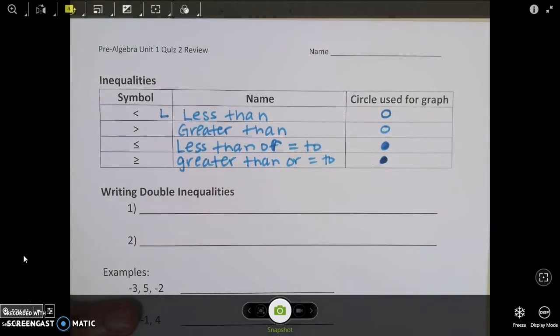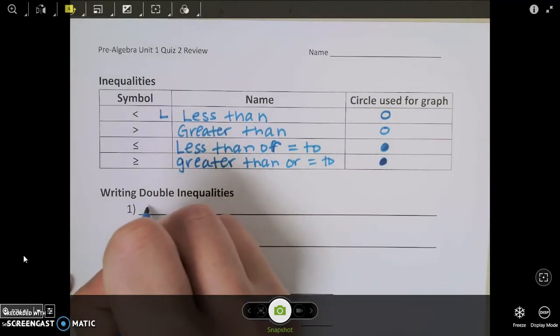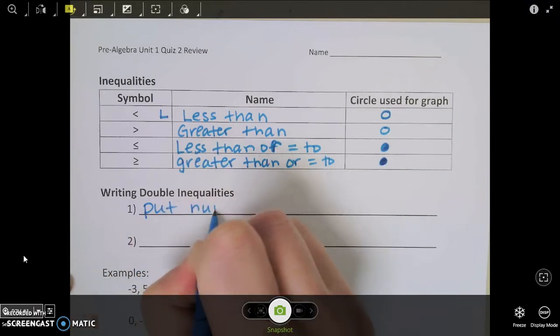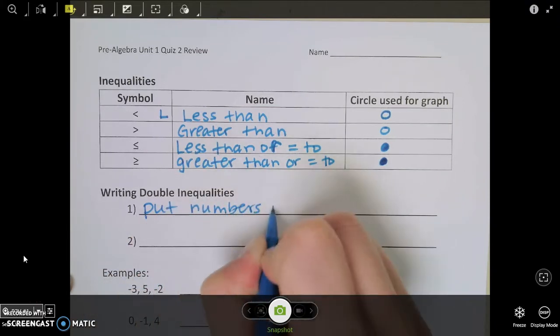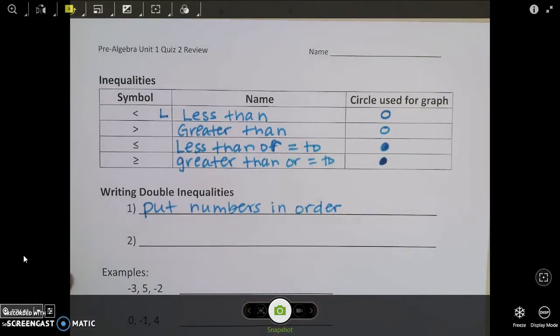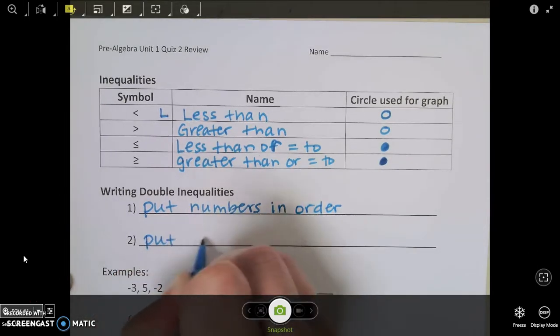When you write double inequalities, there are 2 things that you have to keep in mind. First of all, you have to put the numbers in order. Either least to greatest or greatest to least, it doesn't matter. The second thing you need to do is put inequality symbols in between the numbers.